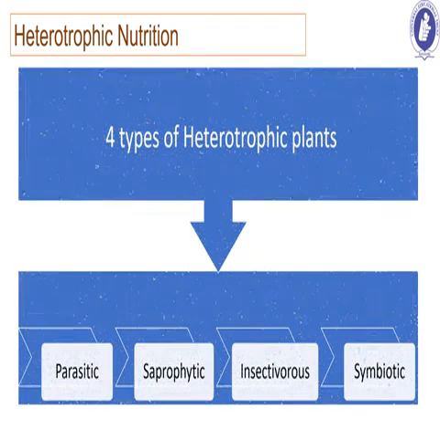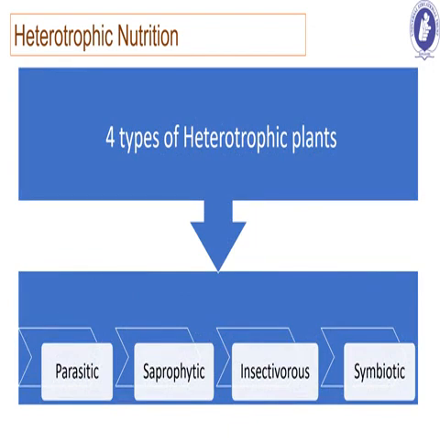Do you remember which are the four types of heterotrophic plants? Yes, they are parasitic, saprophytic, insectivorous and symbiotic. In our last class, you have already learned parasitic and saprophytic mode of nutrition. Today we will look into insectivorous and symbiotic plants.